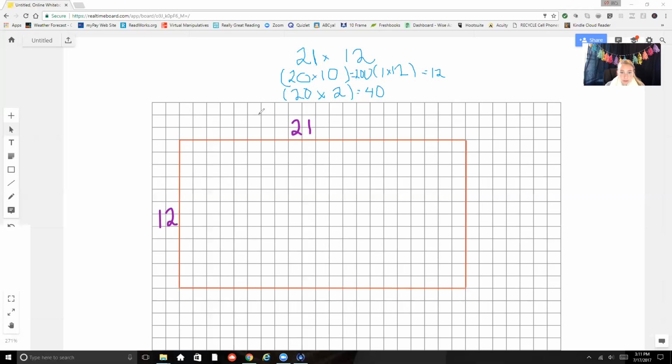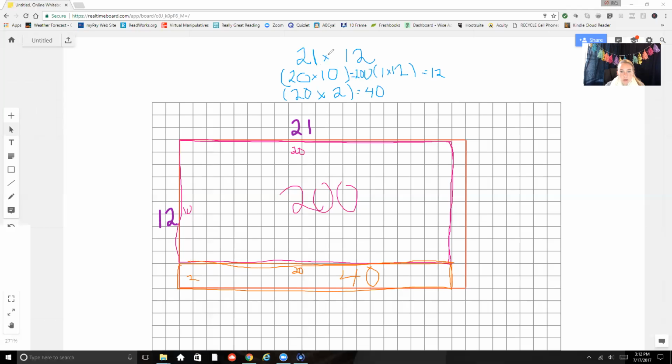So I did 20 and 10. So that's going to be my biggest chunk right there. So that's 20 and 10, and that's 200 squares. Then I did 20 times 2. So I can go 20 over, 2 down. So that takes care of this chunk right here. And 20 times 2 is 40.